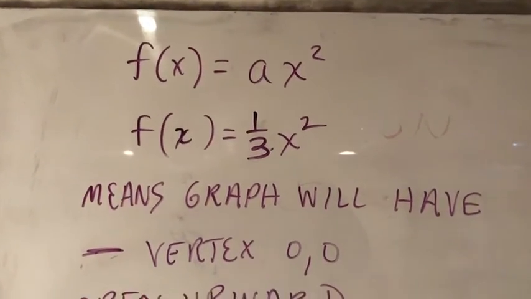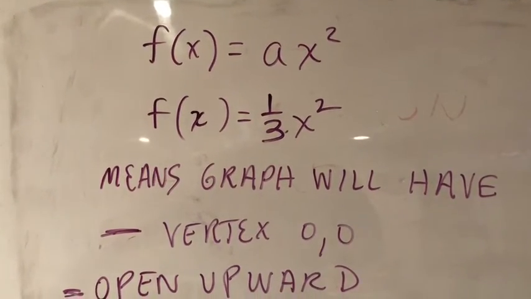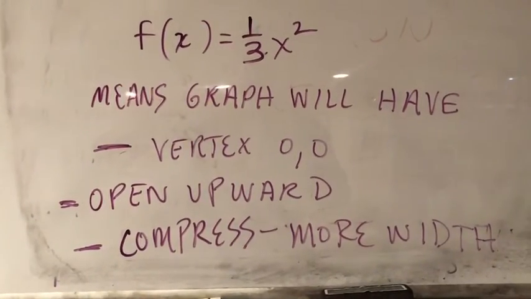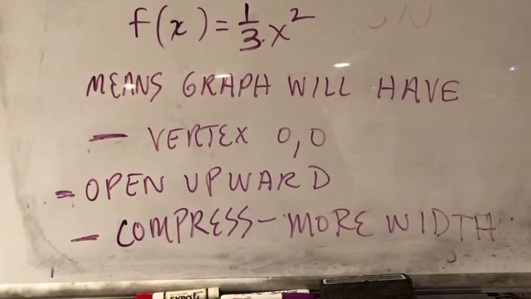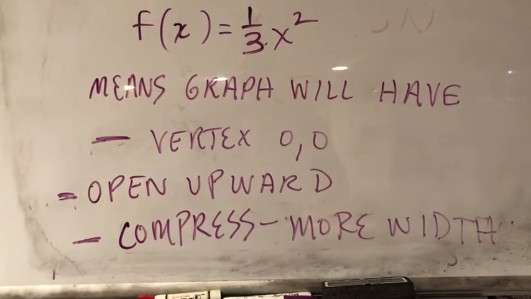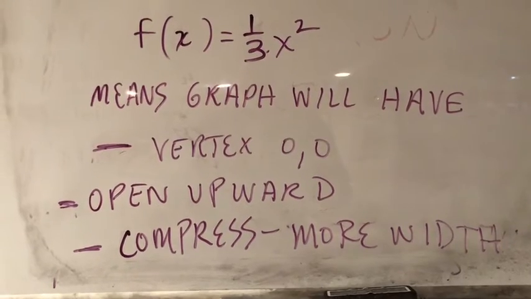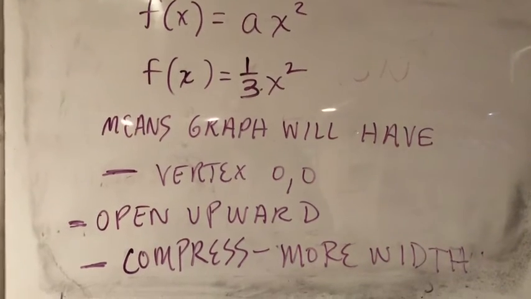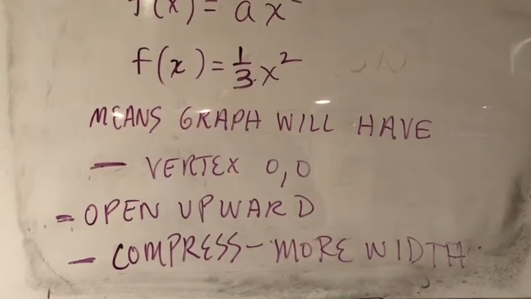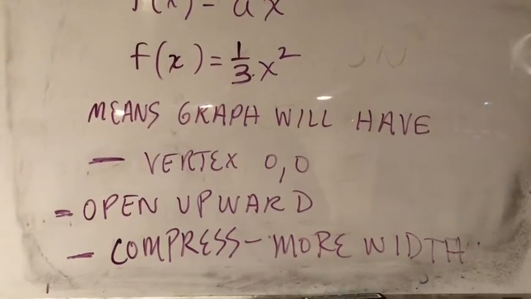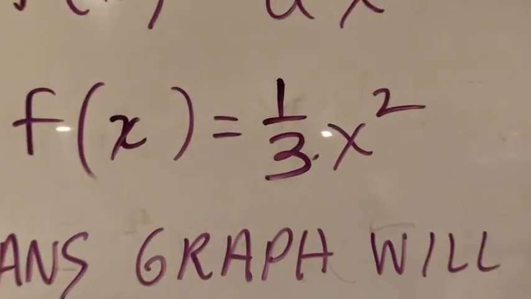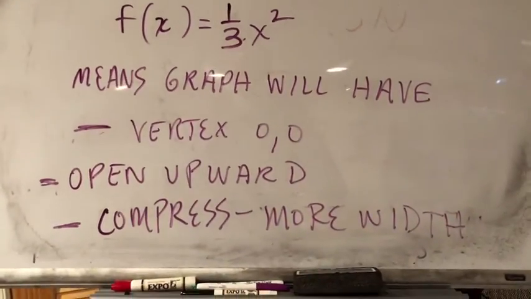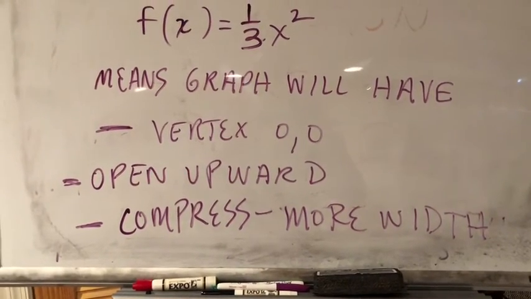Now we're going to switch the A and make the A 1/3. So the A now is greater than 0 but less than 1. And what does that mean? Well, again, if we put 0 in place of the x, we would get a y value for our ordered pair of 0, 0. So the vertex is going to be 0, 0. Since 1/3 is positive, we're going to have an upward graph. The graph will open upward. And then last but not least, because we have a fraction in the A spot, 1/3, we're going to have a more wide graph than the parent function. So we're going to end up with more width.